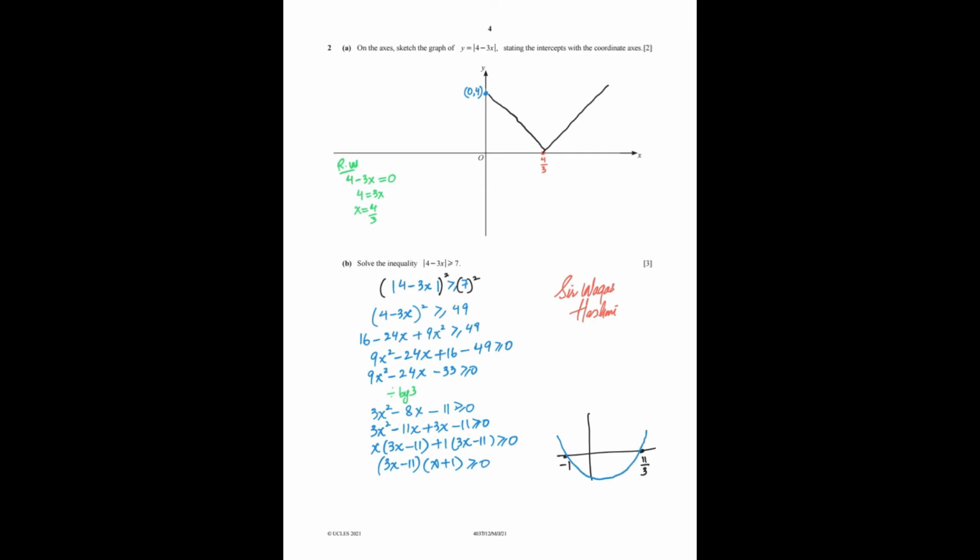Now we need to find out the values for x. Since the graph is of greater than or equal to 0, the region that we are looking for is outside the curve. So x should be less than or equal to -1, and x should be greater than or equal to 11 divided by 3, and these two sets of values are your final answer. Question number 3 from the topic vectors.